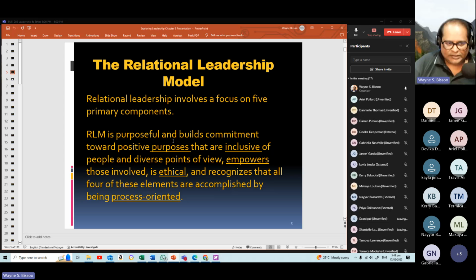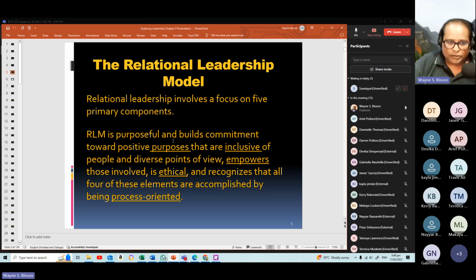So the quotation here is that the relational leadership model is purposeful and builds commitment towards positive purposes that are inclusive of people and diverse points of view.